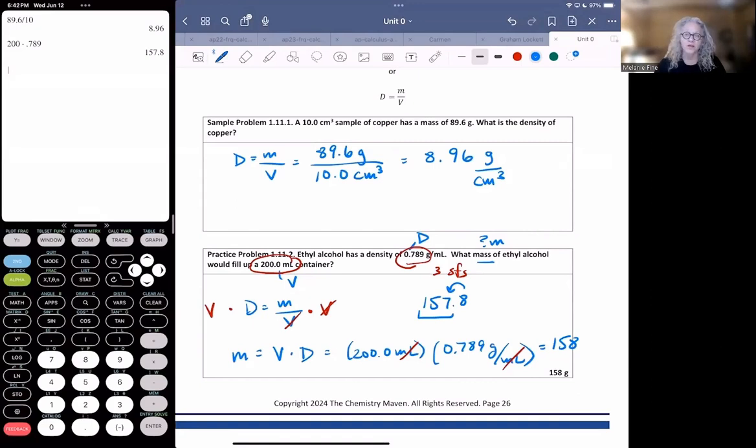Units are not ordained from above. Milliliters cancels out. We are left with grams.